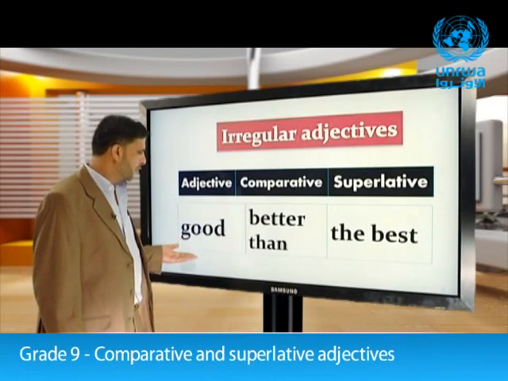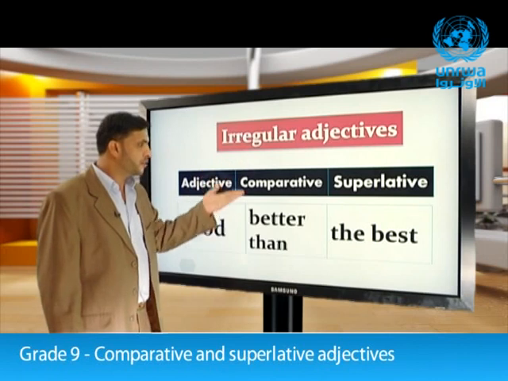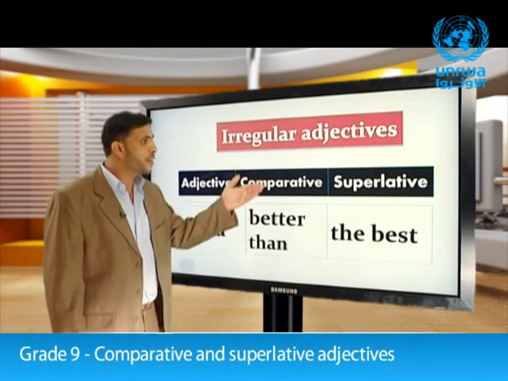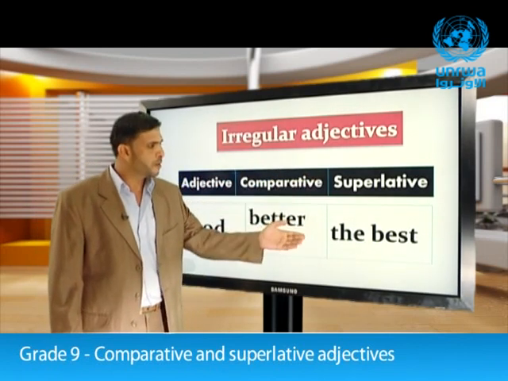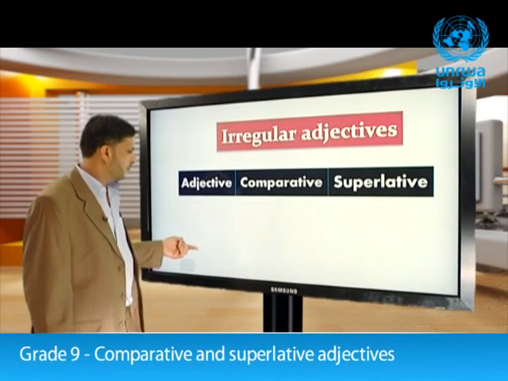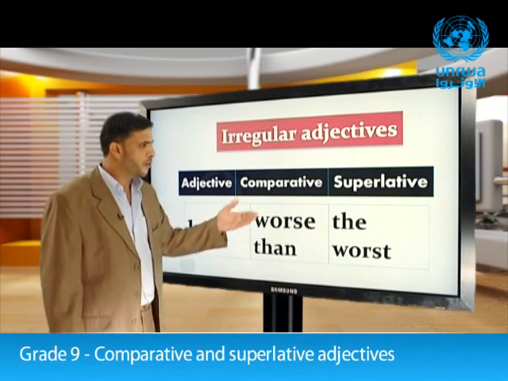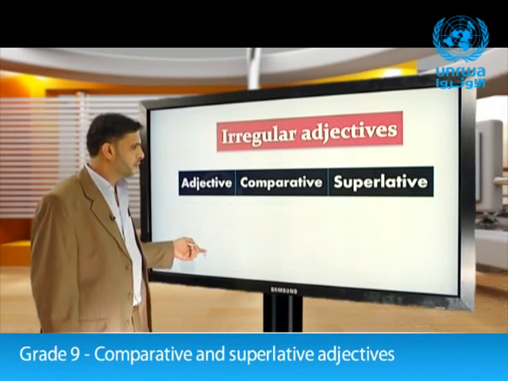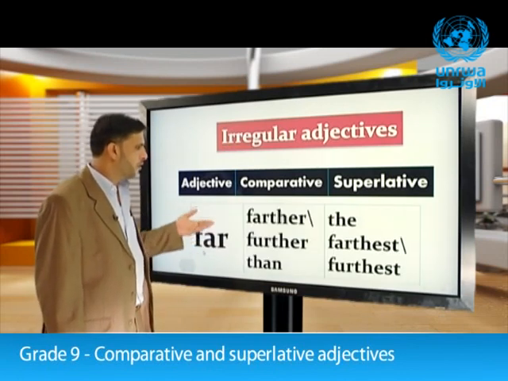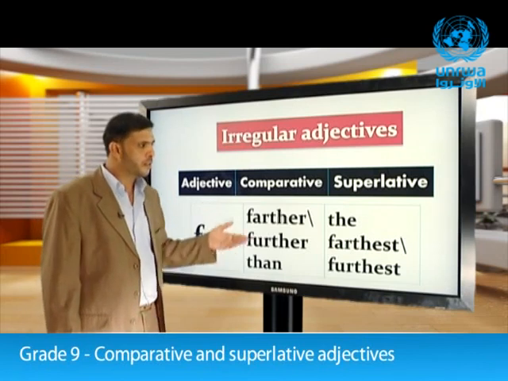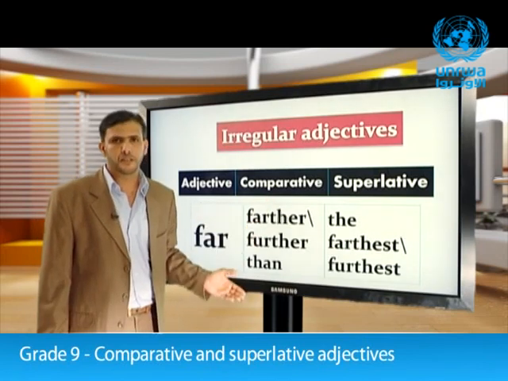The adjective good becomes in the comparative form better than, and in the superlative form the best. In addition, bad, worse than, the worst. Also, far, farther or further than, the farthest or the furthest.